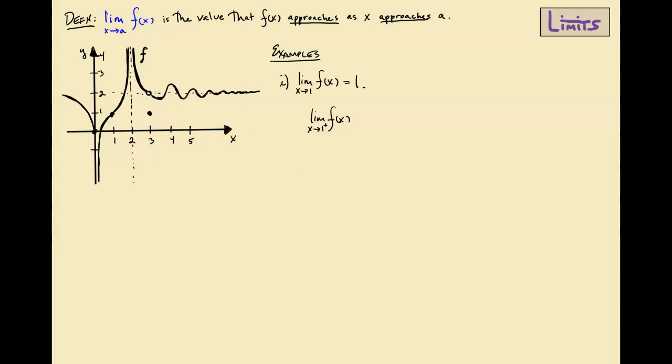The approach in that direction. And of course, in this case, that limit is still 1. And I bet you can guess what the notation for approach from the left looks like. It would just be as x approaches 1 from the left, with a little minus sign right there.